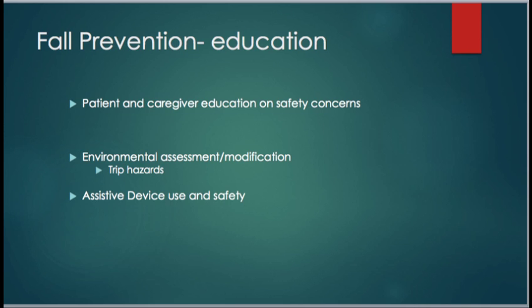Another component of balance training and fall prevention is education. You want to make sure to educate your patient and caregiver on different safety concerns. This could mean different scenarios in which the patient may or may not be safe, an environmental assessment or modification, including looking at different trip hazards in the home. This could include removing throw rugs or making sure that floors are clear of debris. And finally, proper assistive device use and safety.